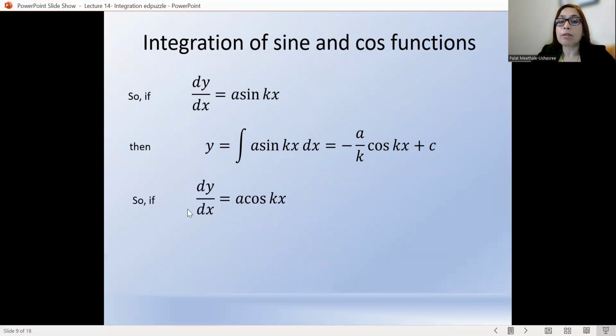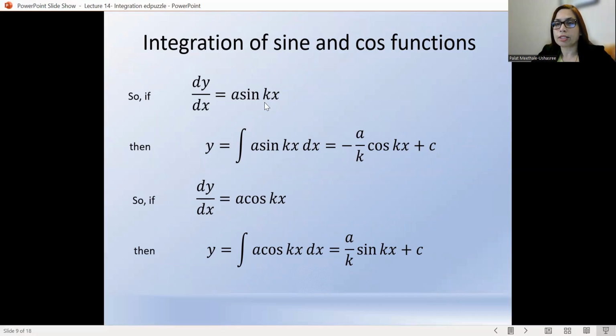Similarly, if we have dy by dx is equal to a cos kx, then the integral of a cos kx will be a over k sine kx plus c. So now if you differentiate this function, you should get this function. Similarly, if you differentiate this function, you should get this function. So why don't you try this out?